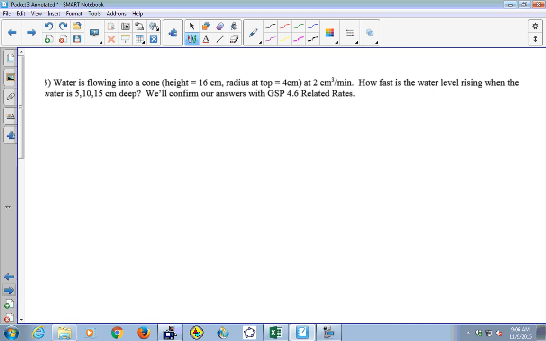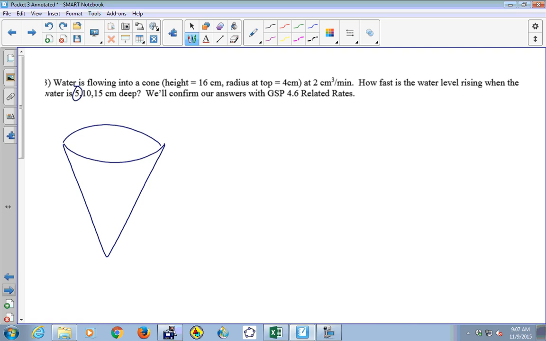Okay, so we have water flowing into a cone at 2 cubic centimeters per minute, right? So cubic centimeters is a measure of volume, so that makes sense that we would measure how much water is going into a cup by a volume per minute. So the question is, how fast is the water level rising when the water is 5, 10, 15 centimeters deep? All right, I'm just going to do 5. We won't do all 3. All right, so first thing we should do is draw a picture. Water's flowing into a cone, so I'm going to draw a picture of a cone. Okay, that's a decent cone.